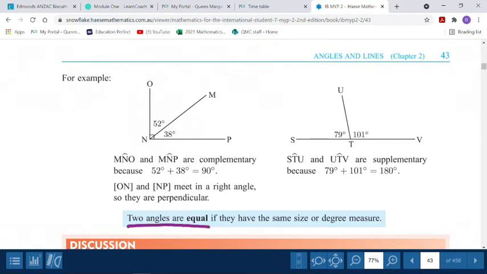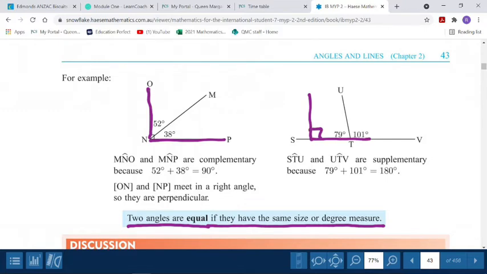Two angles are equal if they have the same size or degree measure. Size, degree measure means the same thing. You can write that down or not, but it's important that you remember it. It's underlined, so you should probably write it down. Do those two have the same name? No, just equal. So this angle would be equal to another right angle, because they have the same measure, 90 degrees.